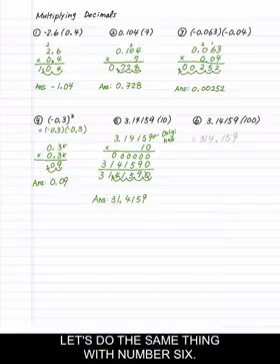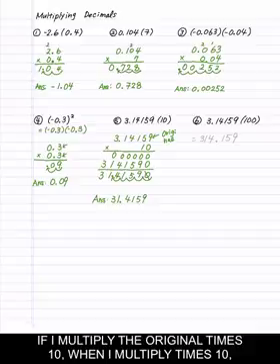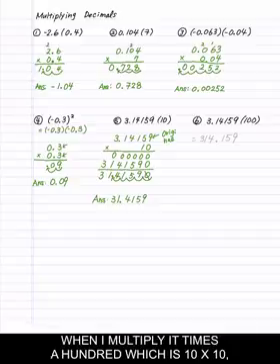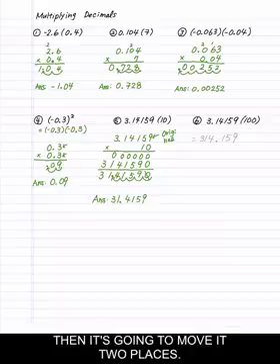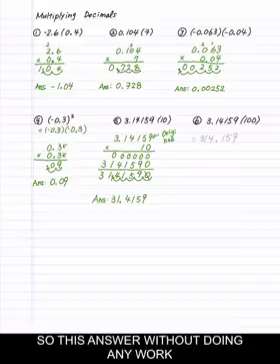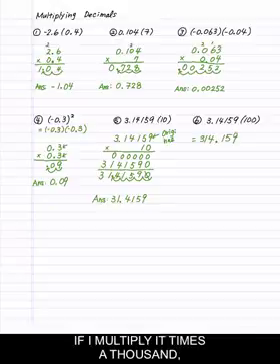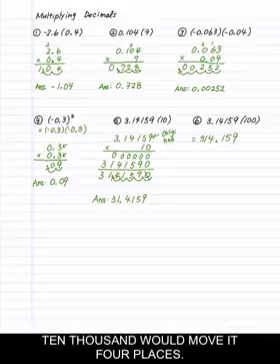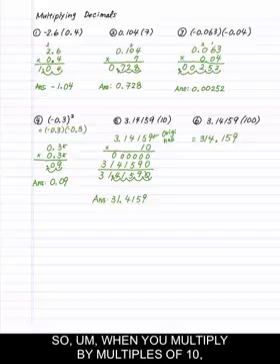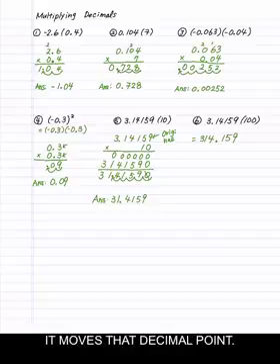Let's do the same thing with number 6. If I multiply the original times 10, when I multiply times 10, it moves it 1 place. When I multiply it times 100, which is 10 times 10, then it's going to move it 2 places. So this answer, without doing any work, is going to give me 314.159. If I multiply it times 1,000, it would move the decimal point 3 places. 10,000 would move it 4 places. So when you multiply by multiples of 10, it moves that decimal point. It's very nice.